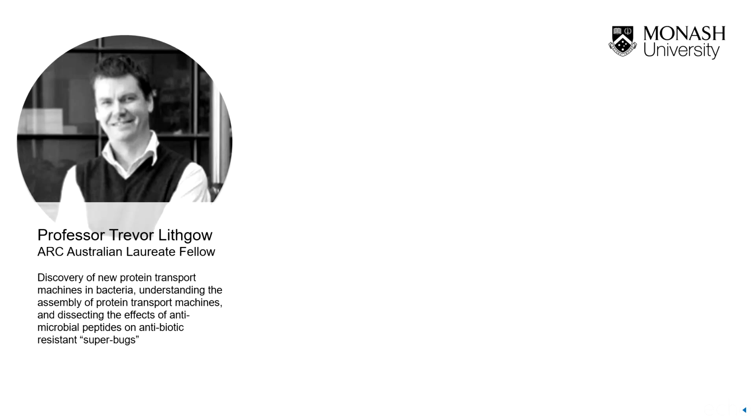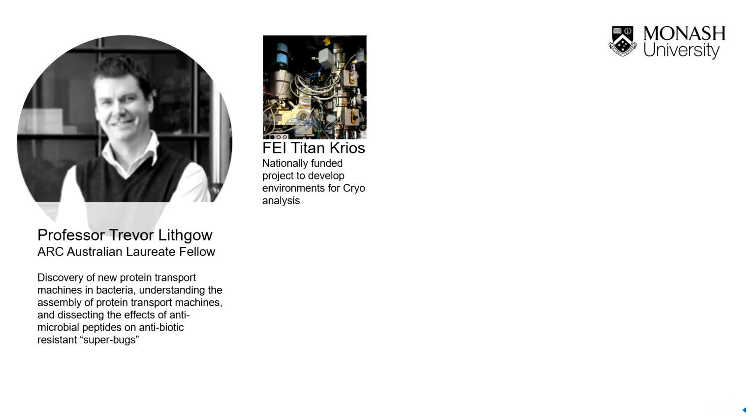So what's an example of a top researcher that we would engage with? Here's Trevor Lithgow. He is an Australian Laureate Fellow. This is the tier 1 of researchers within Australia. And he works in an area of structural biology. Now, he will use instruments in order to underpin his discoveries. In fact, he has to generate new data in order to make those new discoveries.